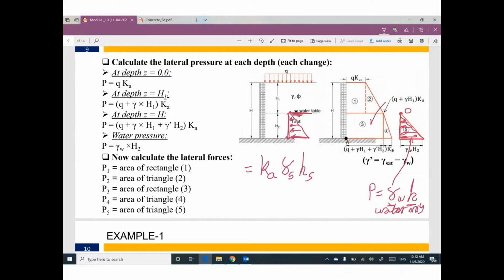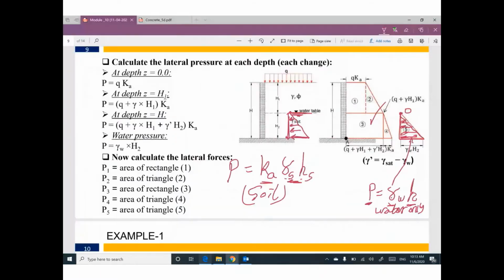Guys, remember all the time, if you are talking about lateral pressure due to soil, it's not gamma H only, it's gamma H times K, active or passive. If you are talking about water, lateral pressure equals gamma H. That's fine. We don't have K for water. Okay? Any question?